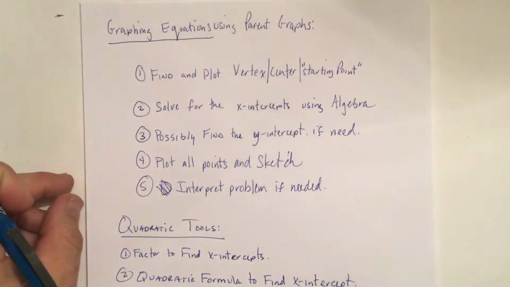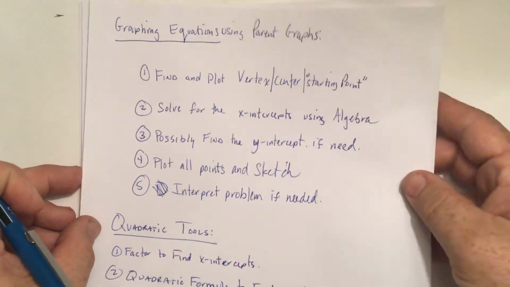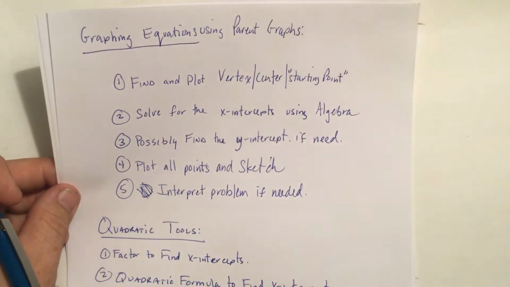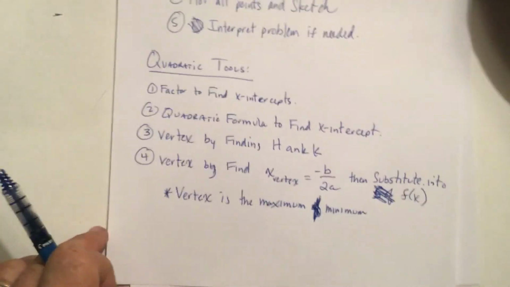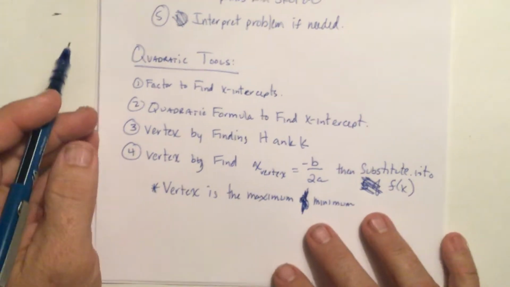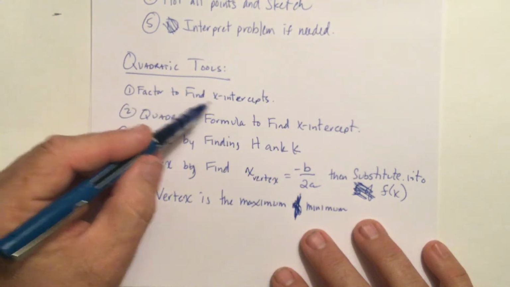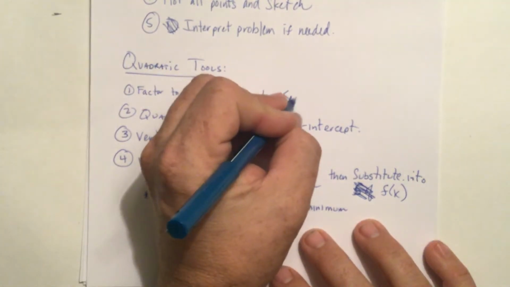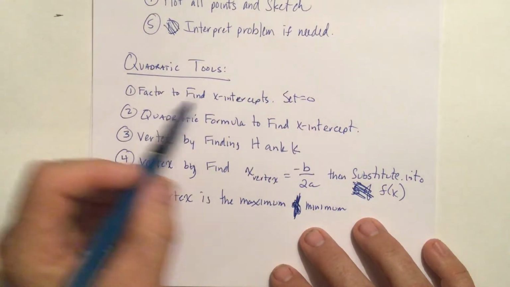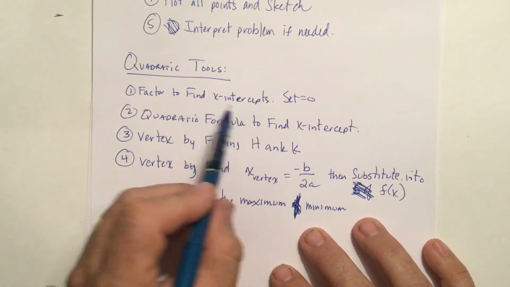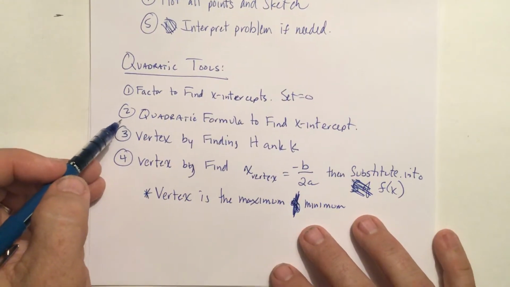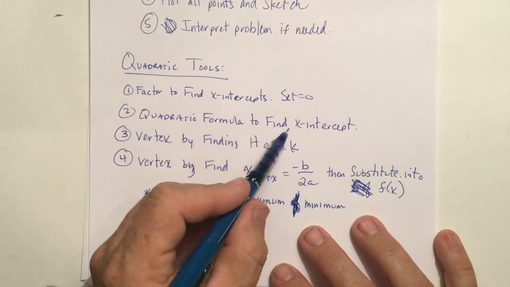Now, let me move this lamp back a little bit. We have some tools that you guys have been taught. Factor to find the x-intercepts. Don't forget we set equal to 0, because that would be our y, and we make our y's 0. You also have the quadratic formula to find the x-intercept.